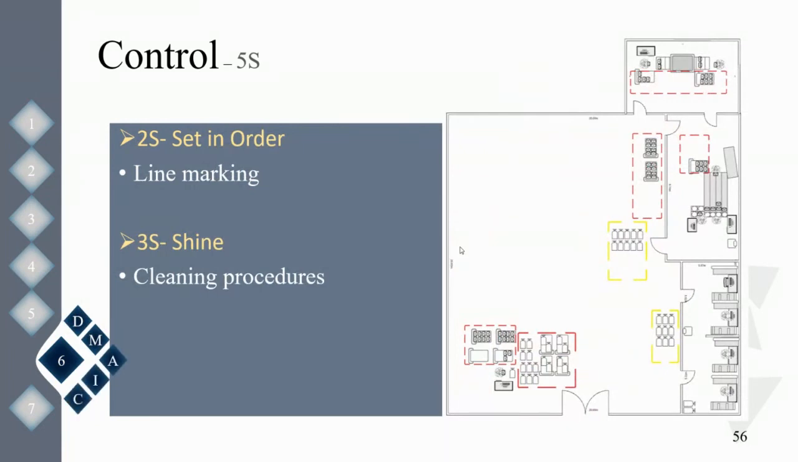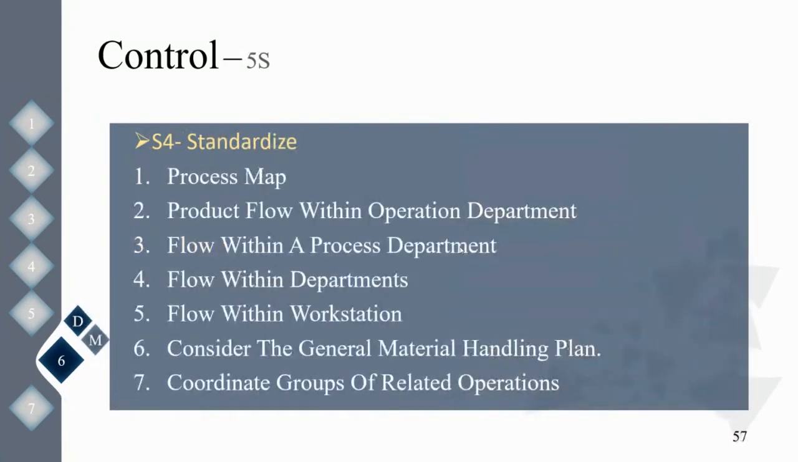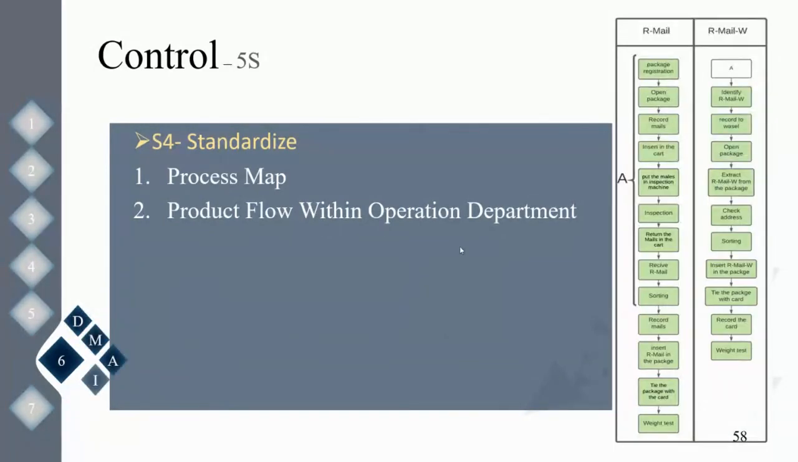After that, set in order is the line marking that distinguishes the work in process items or the finished items. However, it also identifies the personal area and equipment area. And then shine, which is the cleaning procedure inside the operation department. For standardize, we conclude 7 methods to standardize the operation department. The process map is the same as the second alternative. However, the product flow within the operation department, as you can see, is for the R mail and the R mail with WASL address.